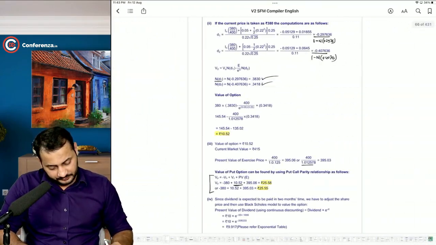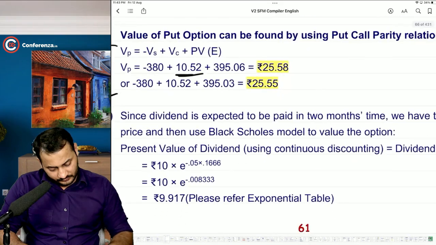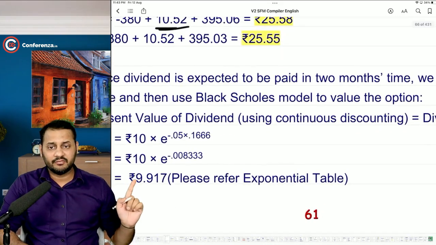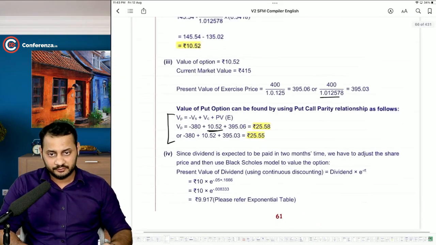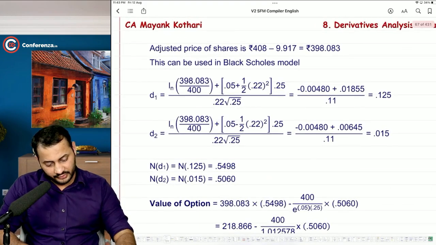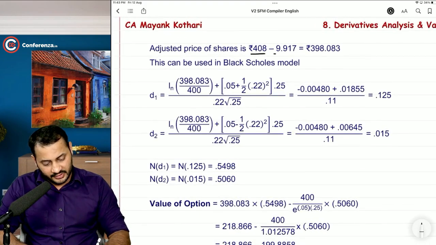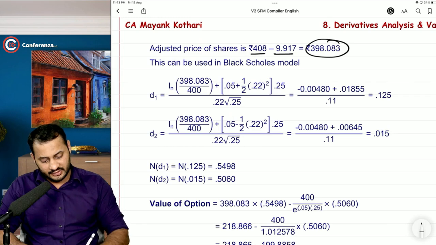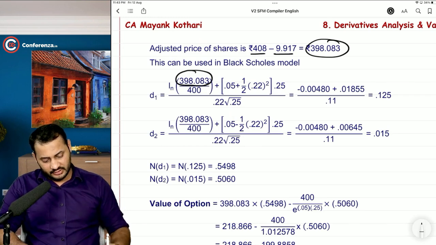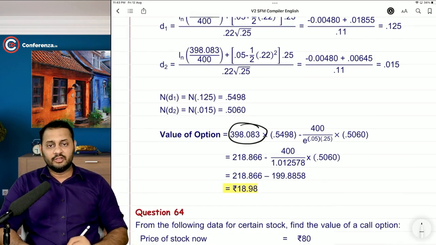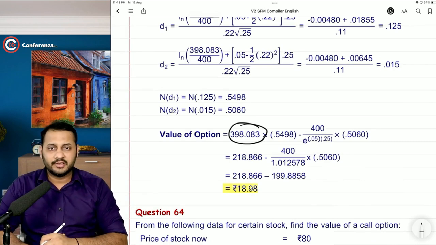See, the present value of 10 is 9.917. And then what are we doing? 408 minus 9.917, which is about 398. This is used in the natural log as well, and in the value of the option as well. Rest everything is the same.